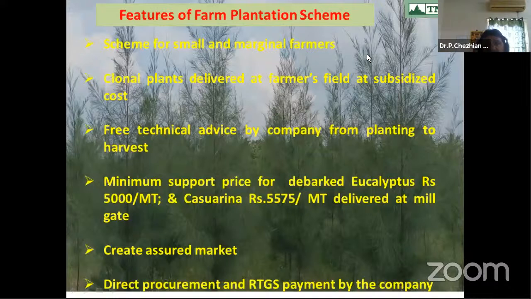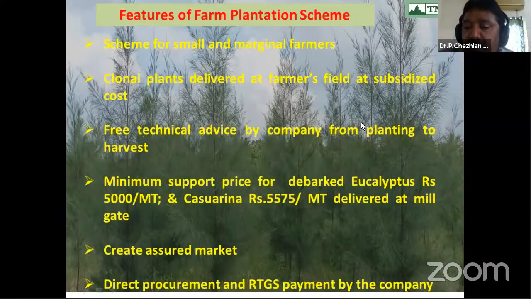So the farm forestry scheme, we actually implemented it in 2004-5. It is a scheme for small and marginal farmers. Clonal plants are delivered to the farm gate at subsidized cost. Currently we are selling to the farmer at 1 rupee 50 paise, including transport, and we are also giving free technical advice to farmers free of cost, and we are giving minimum support price for eucalyptus and other bulkwood species.